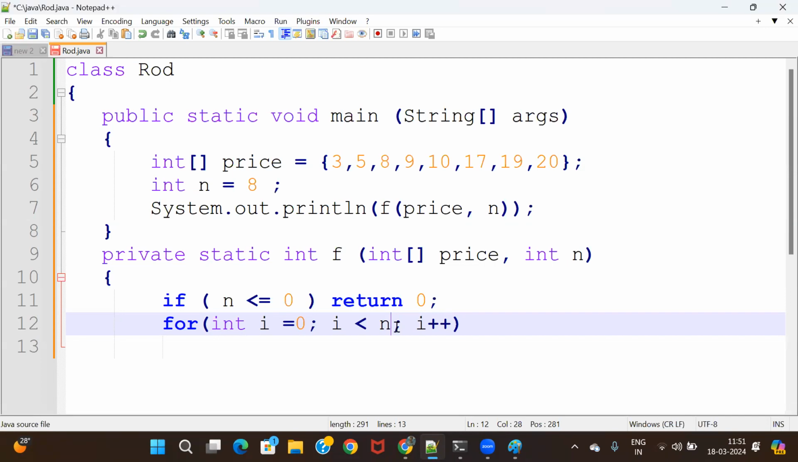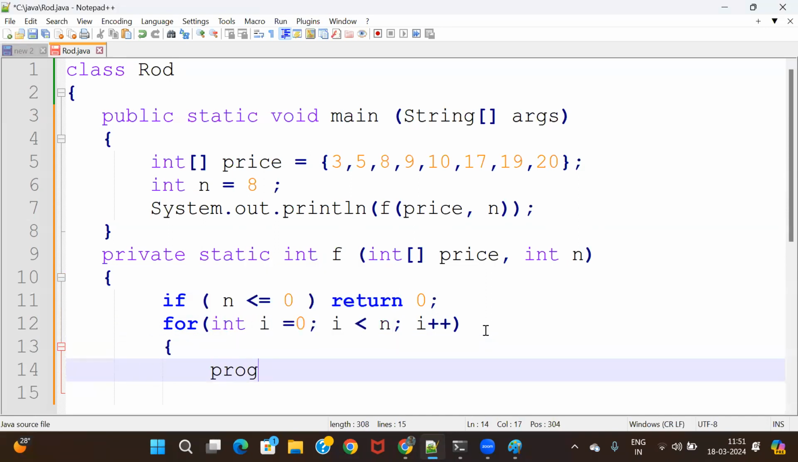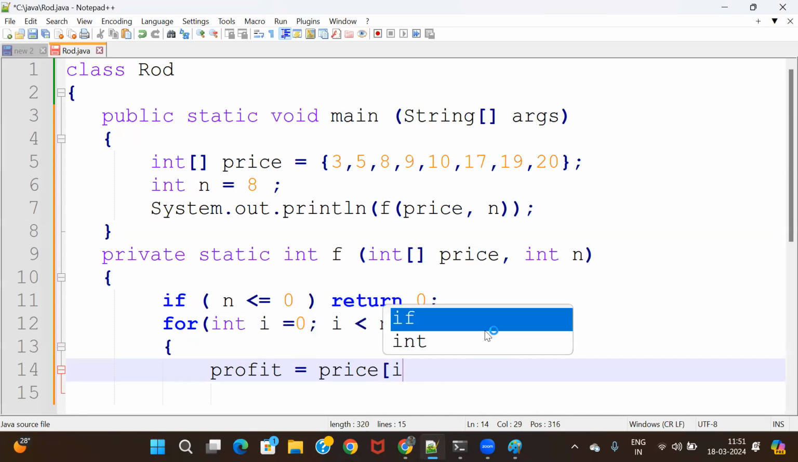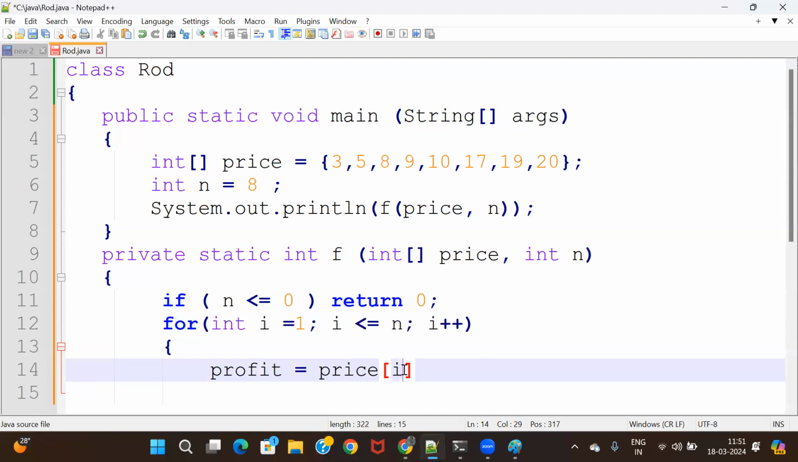Is this clear? Now, every time, what's your profit? The profit is: you cut it into a piece of length i. So profit added is price of i. And this is length. Length varies from 1 to 4. For length 1, price is 0 because array index starts from 0.